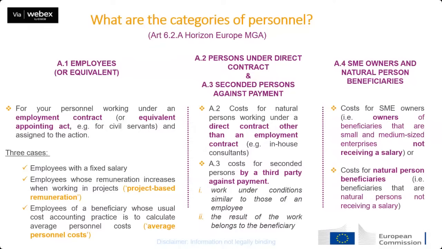And there are certain conditions attached to this category. For instance, the seconded person has to work under similar conditions to those of an employee, and the result belongs to the beneficiary. And finally, we will also allow in Horizon Europe the cost for SME owners, so owners of SMEs that are not receiving a salary. And finally, the cost for natural persons, which are not receiving a salary either. So this you will find in the category A4.